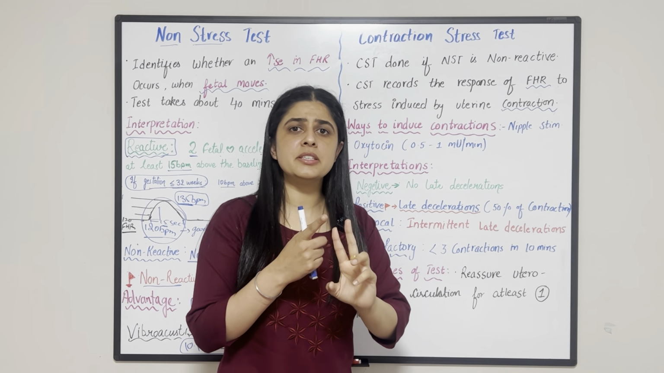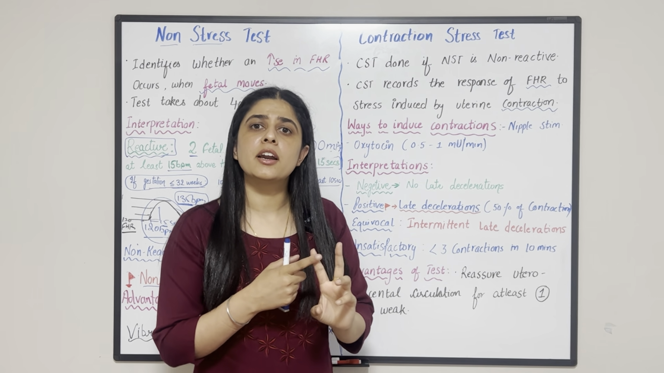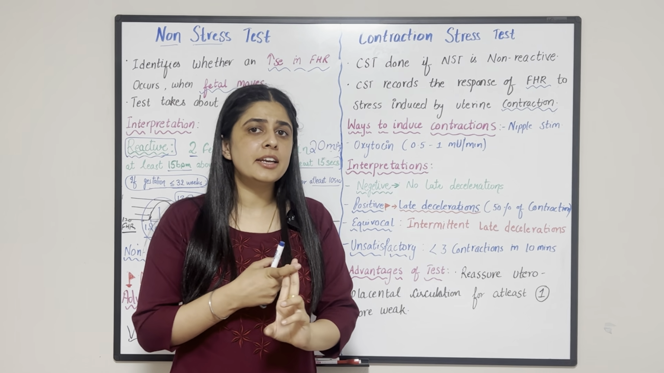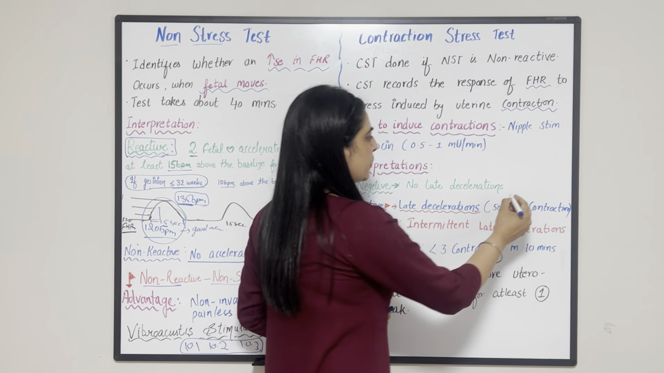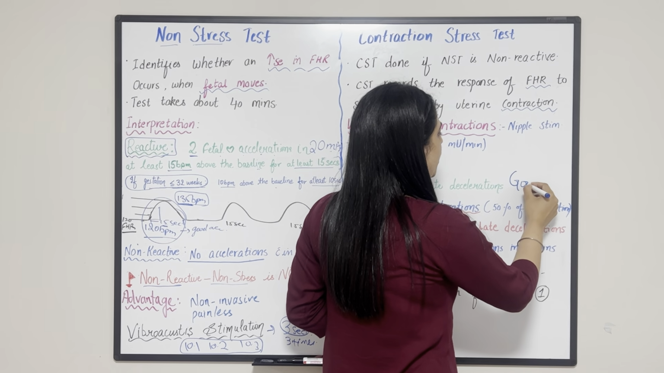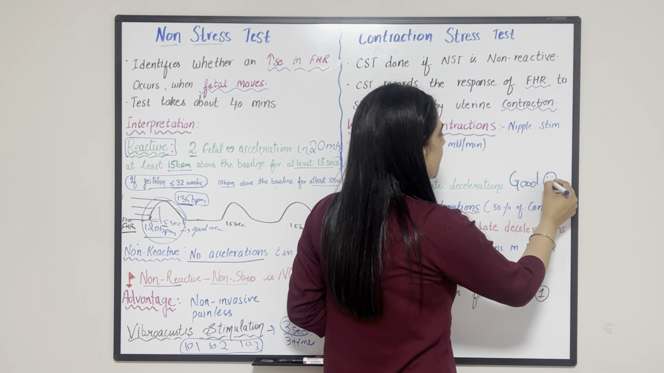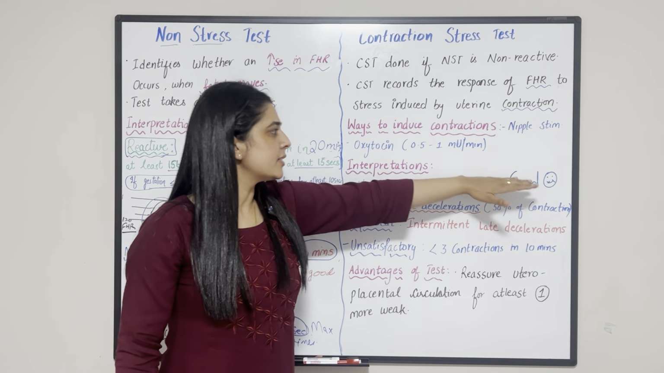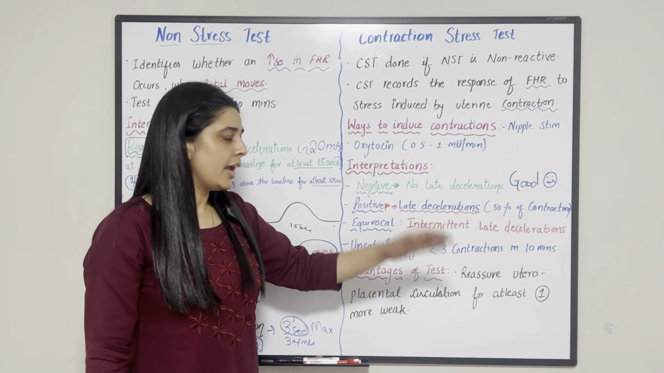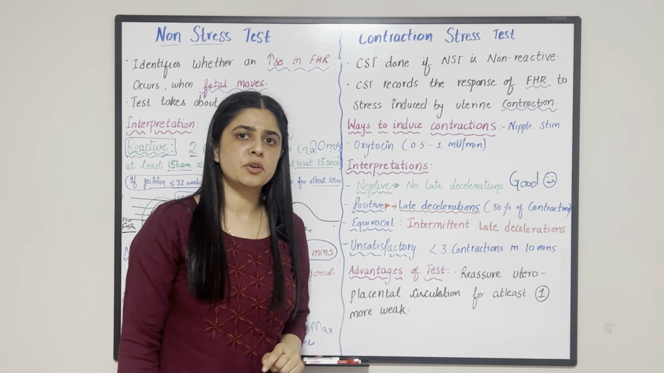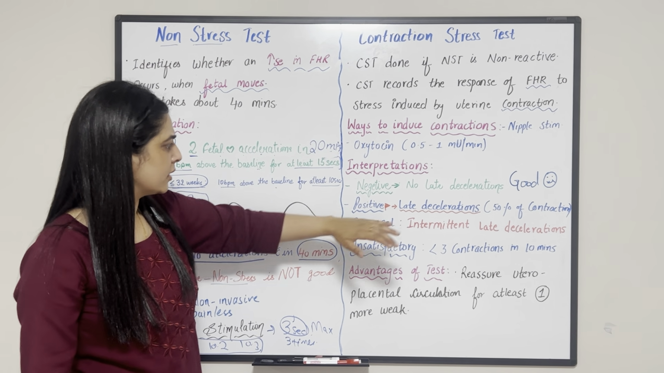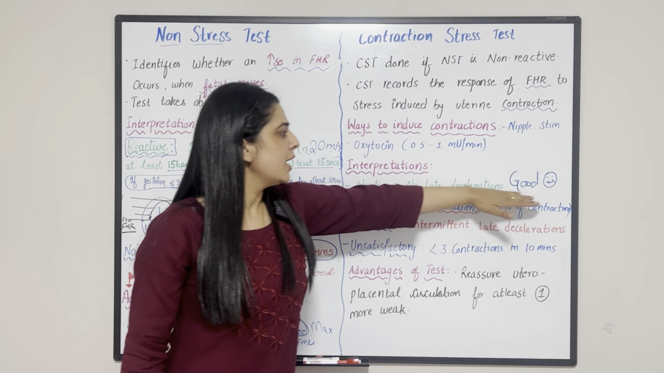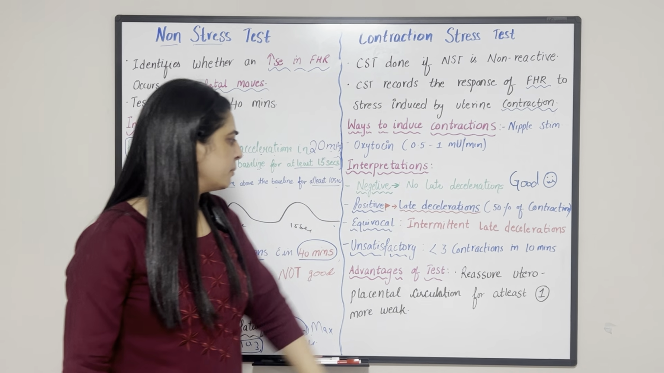Okay, so how we interpret the CST. If your CST is negative, that means no deceleration. When there are no late decelerations, your test is negative, and a negative CST is a good sign. It's a happy sign. That means your fetus is tolerating the contractions and getting an adequate amount of circulation, adequate amount of oxygen. So whenever CST is negative, that means there are no decelerations, that is a good sign, that is a smiley baby.